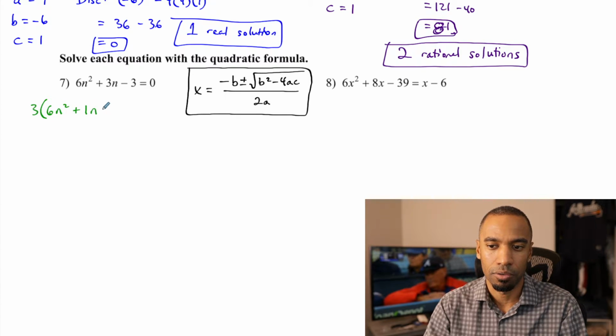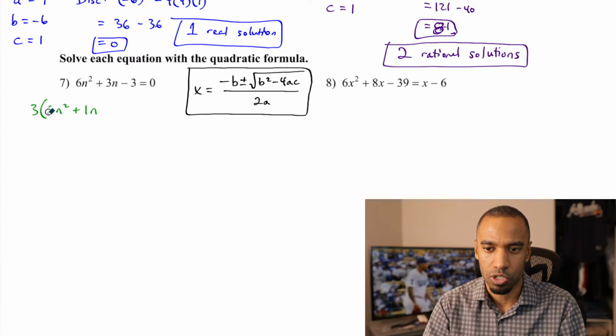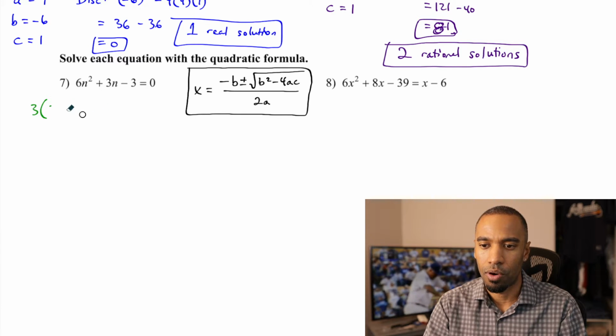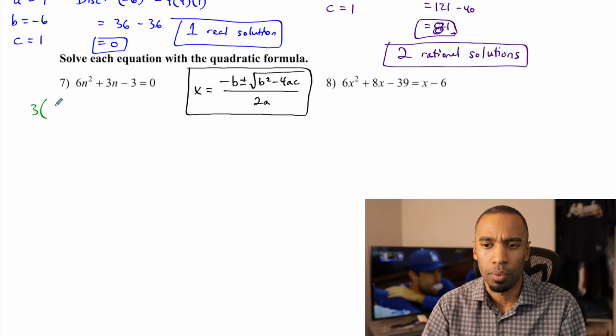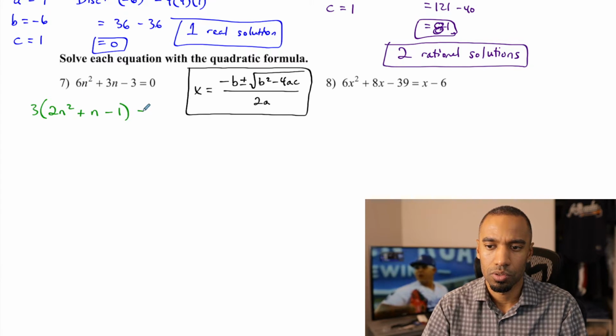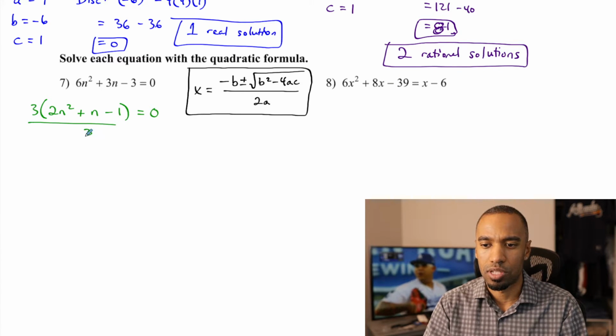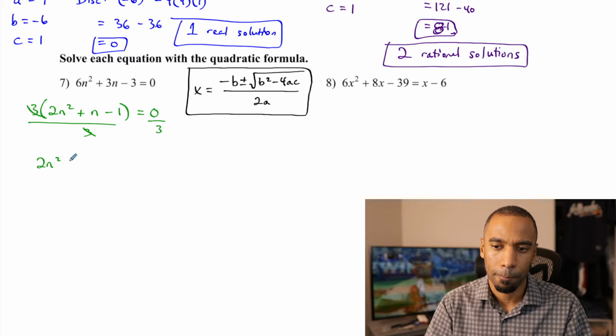From here on out, I'm just going to... hold on a second, I screwed up. From here on out, though, I'll just divide everything by 3. But I'm going to do that in a moment here. Plus n minus 1 equals 0. Okay, so when you divide both sides by 3 there, it's gone. It goes away. So we have 2n squared plus n minus 1 equals 0.